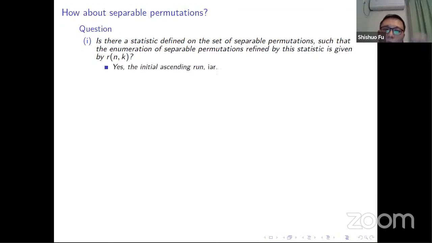And we found it, and we call it initial ascending run. And I should make a remark that this turns out to be, we are not the first people to define this statistic. It already exists in the literature, in a paper by Kitaev, Clayson, I guess, and their collaborators.